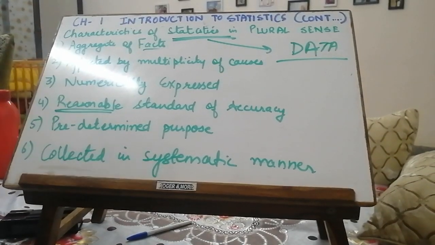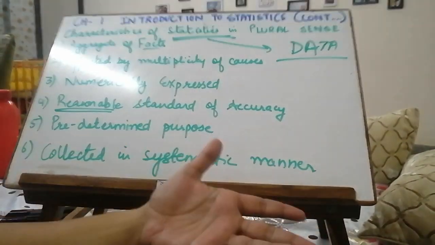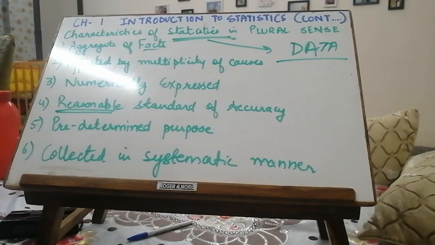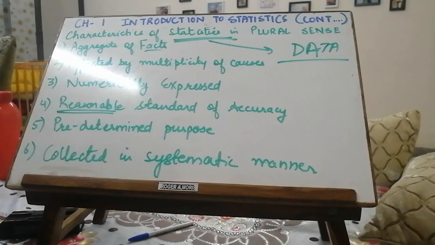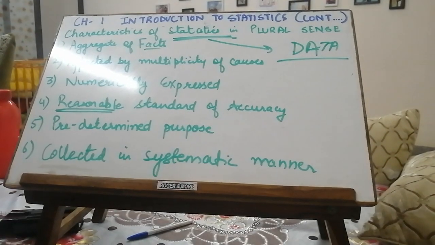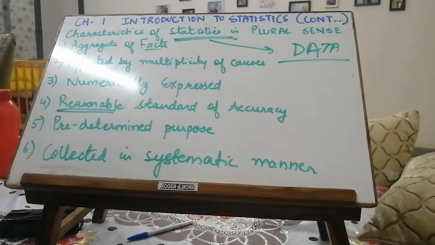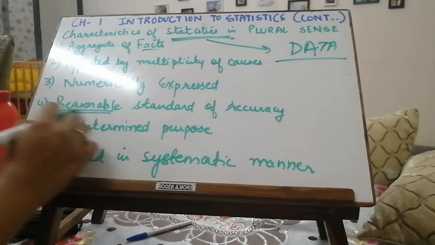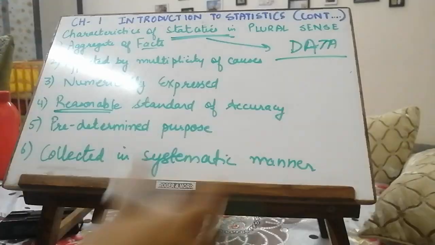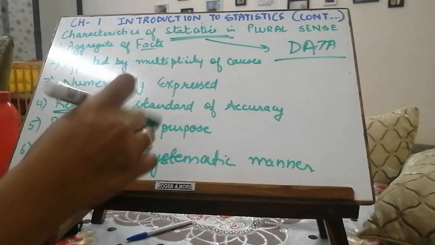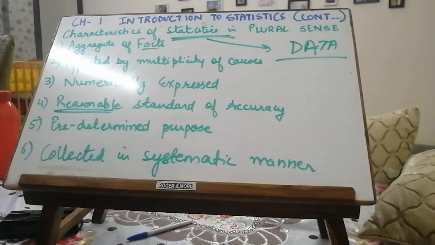So your data now, before going to the analysis, your data should also be accurate. Of course, it is impossible to get 100% accurate data from your customers or from the population. So we try to get as much accurate as possible. So there is a reasonable accuracy there also, and that is why the results will also give you a reasonable or justified accuracy. Then fifth is predetermined purpose.